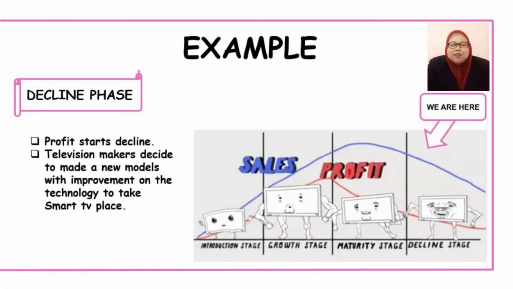For the last phase of the product life cycle, of course, the decline phase. In this phase, the sales start to drop and this leads to profit decline. The smart TV no longer attracts consumers to buy it. Only a few people will buy it, but it is not trending anymore. In this phase, the television producer will improve their design by making a new model with many technical improvements to take the smart television's place. So the smart television will no longer be needed in the market.